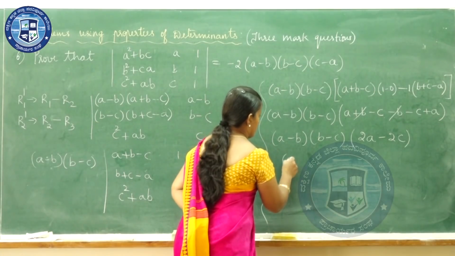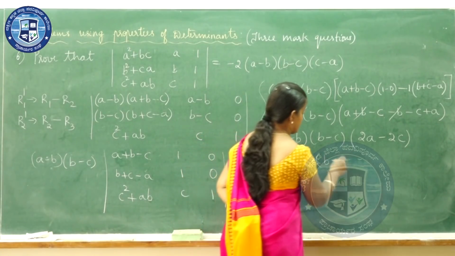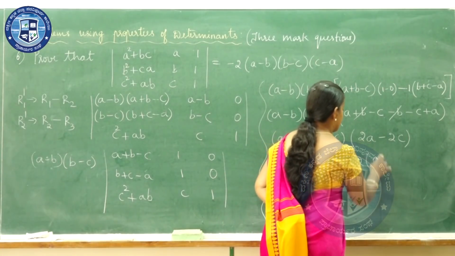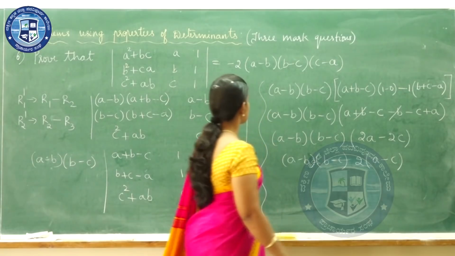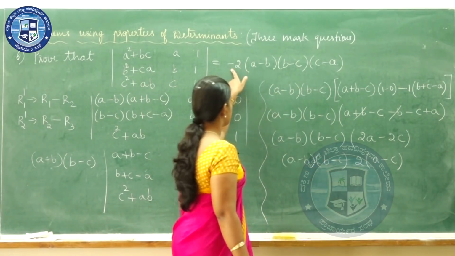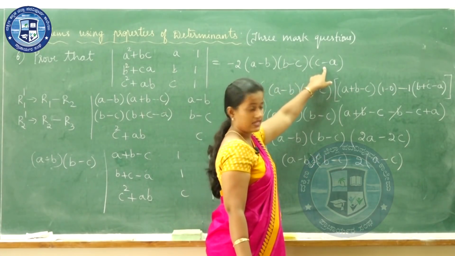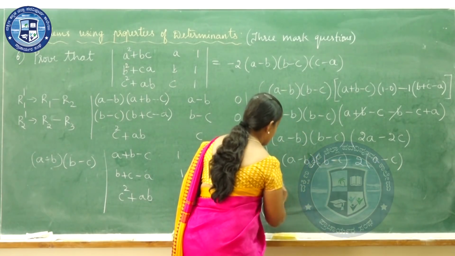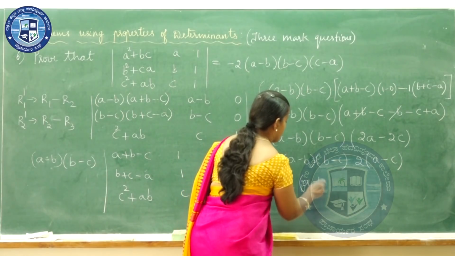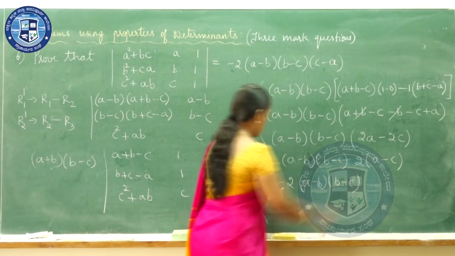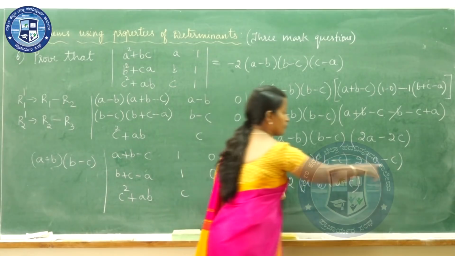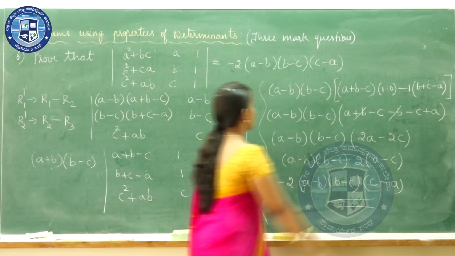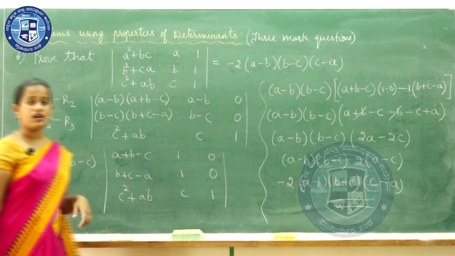So A minus B, B minus C, from this term take out 2, what will remain? A minus C. But that is not what we wanted. We wanted minus 2 and we wanted C minus A. So from this term take out the minus sign. So what do you get? Minus 2 into A minus B, B minus C. I have taken out this minus sign from this term, so the terms will reverse, C minus A. So this is the answer. We have obtained the RHS.